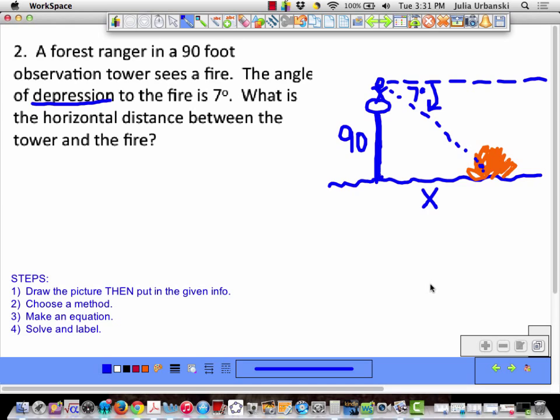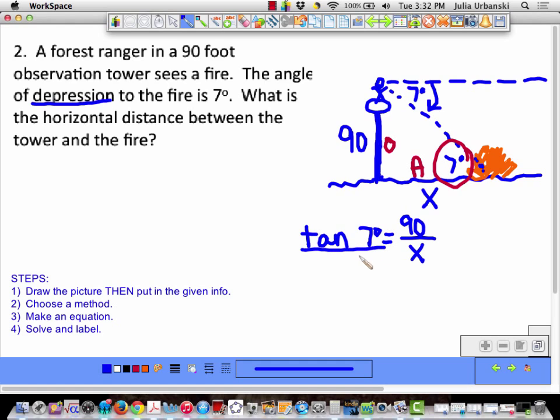Okay, so we need to figure out how to solve this now. I would use SOHCAHTOA because we have an angle here, but that angle's not in the triangle yet. Here's the triangle, so all we have to do is use alternate interior angles. If this angle is 7 degrees, then this angle is 7 degrees. Use that as your focus angle. That means this is the opposite, this is the adjacent, which means we use tangent. The tangent of 7 degrees is 90 over x.